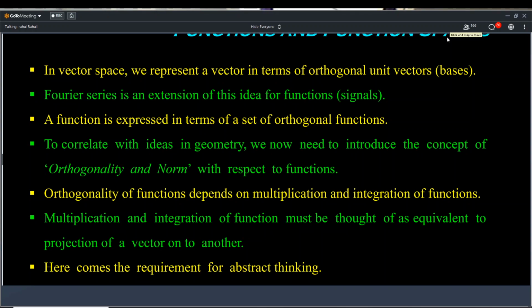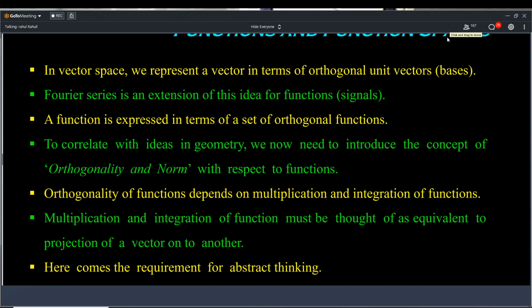So to correlate with this idea in geometry, we now need to introduce the concept of orthogonality and norm with respect to functions. Means we are defining the terms orthogonality and norm with respect to functions. We have done it with respect to vectors. Now we'll do it with respect to functions. So orthogonality of functions depends on the multiplication and integration of the functions.